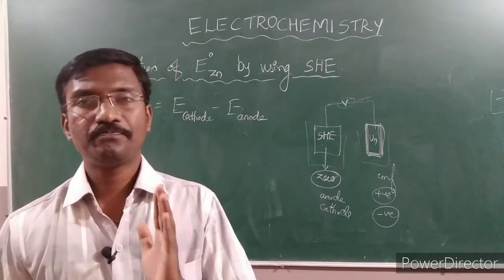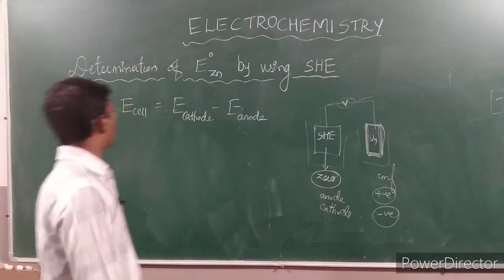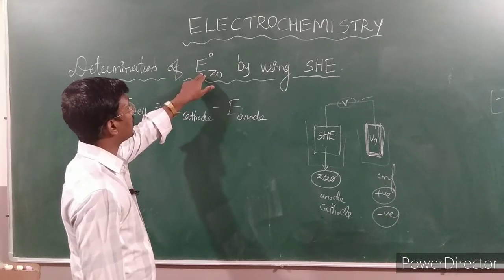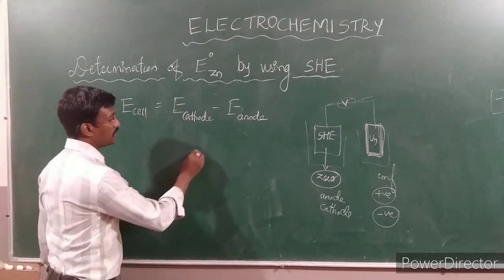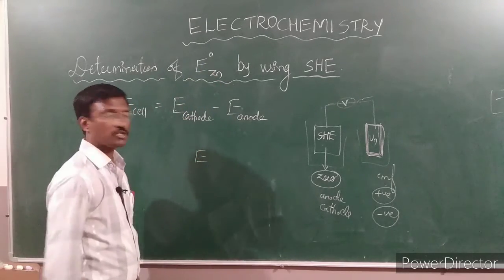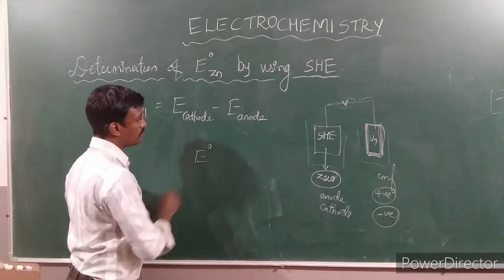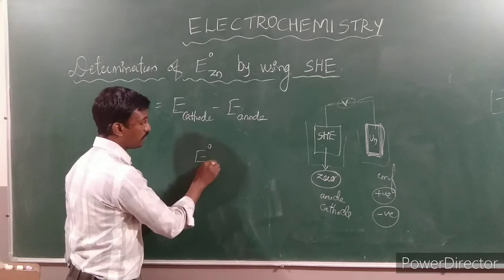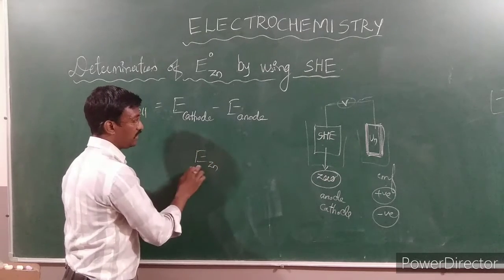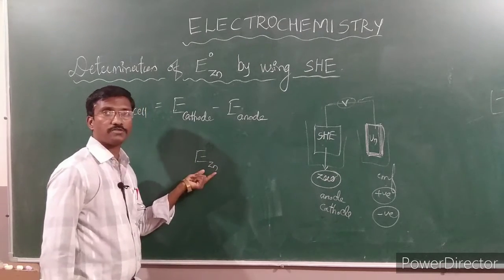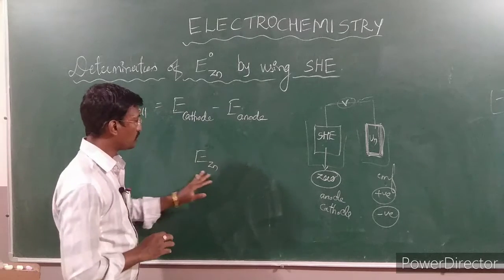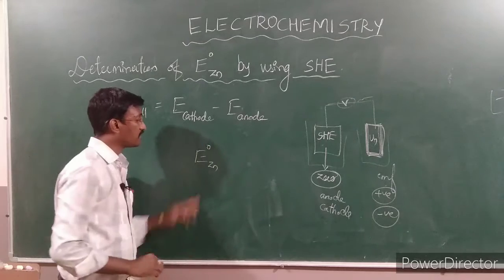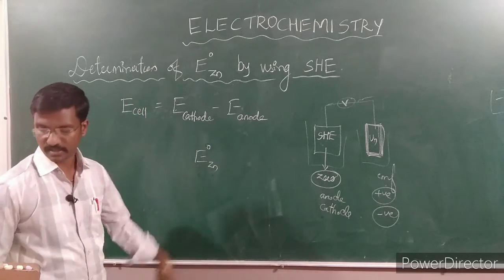For example, today we are going to calculate the determination of standard electrode potential of zinc. Can you see here? E is nothing but electrode potential. E naught, with a power 0, is called E naught, the standard electrode potential of zinc. Simply E Zn means the electrode potential of zinc, when we don't know the potential. E naught indicates the standard electrode potential of zinc.